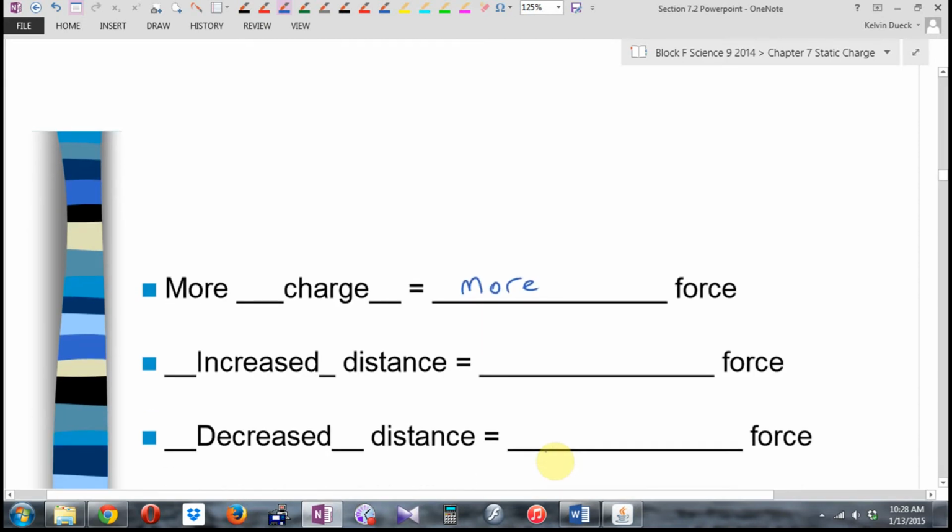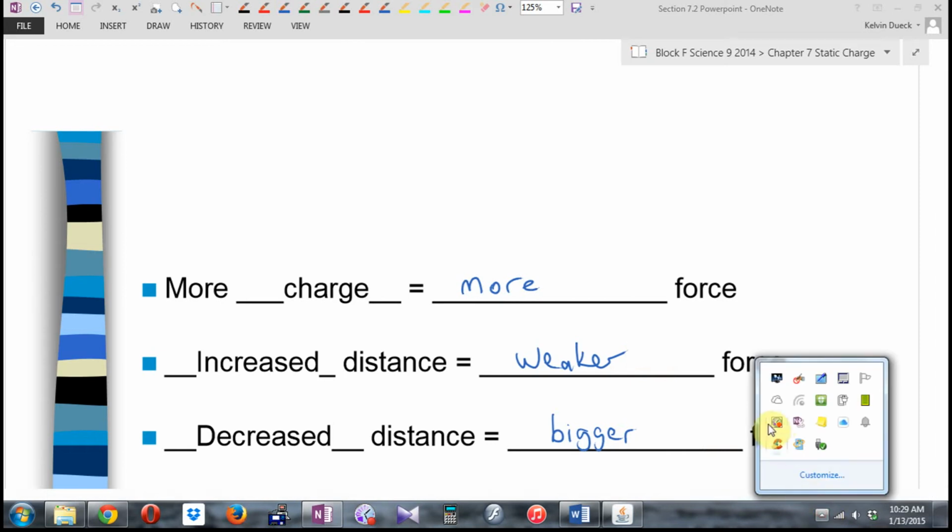If you move them closer together, do you think they'd feel a bigger force, a smaller force, or the same force? As you move them closer together, they're going to feel a stronger force. Well, if they feel a stronger force when you move them closer together, what do you think they feel if you move them further apart? Weaker or less. Okay?